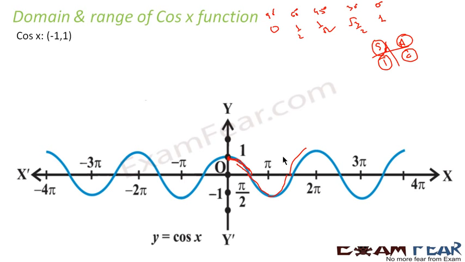Here also, the maximum value is 1 and the minimum value is minus 1. So we can say that the range of the function is minus 1 to 1. This is minus 1, this is 1.